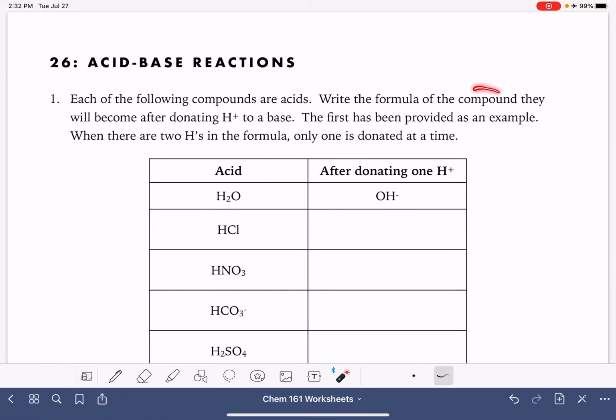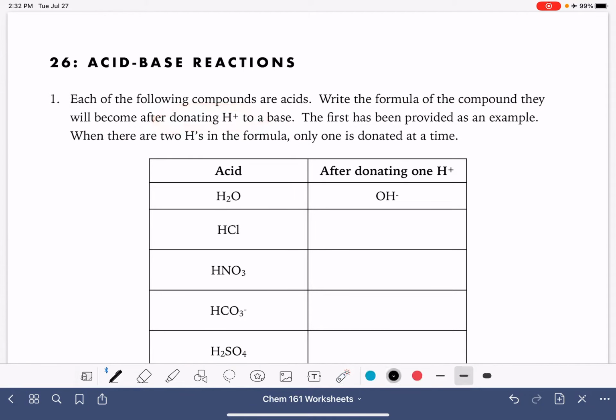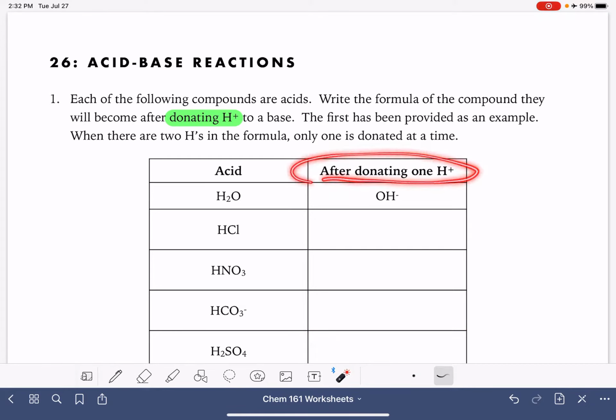First problem on this worksheet, we are going to be writing the formula of the compound that is formed after each one of these acids donates its H+. The definition of an acid is that it's a molecule that will donate an H+ in an acid-base reaction, and being able to write the formulas of these acids after they've donated their H+ is going to be kind of the first step in helping us predict the products of acid-base reactions.